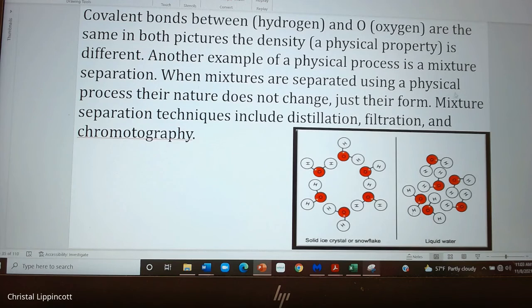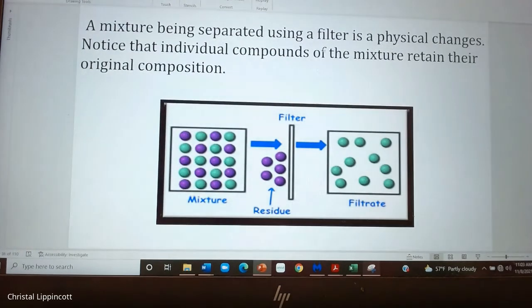When mixtures are separated, you're going to use physical processes. It doesn't change them. The mixture separation techniques include distillation, filtration, and chromatography. We talked about those last unit. A mixture separated by a filter here is a physical change. You're just simply dividing these things out. They're not chemically bonded to one another. They're not touching one another. They're not chemically bonded.